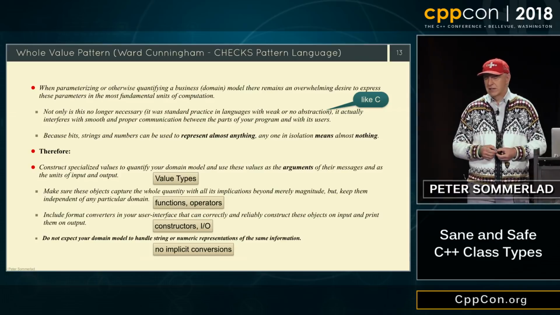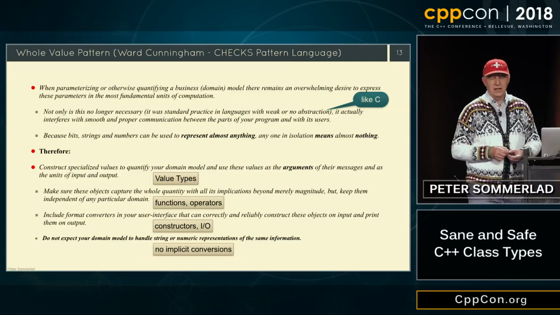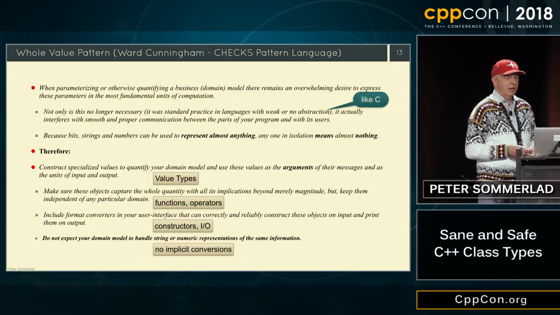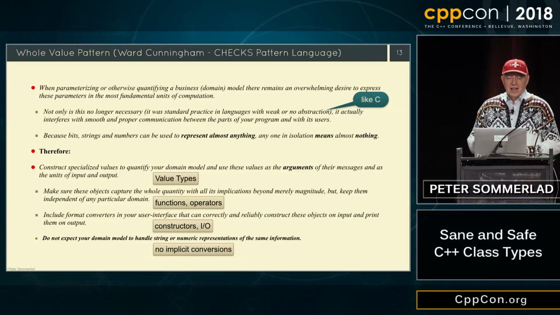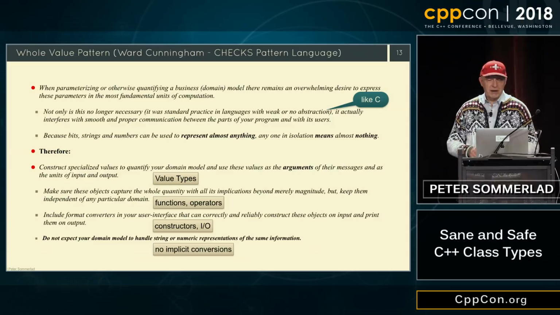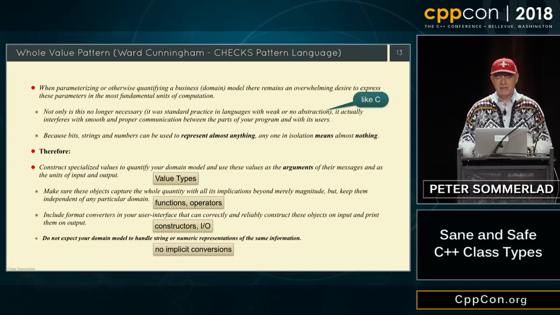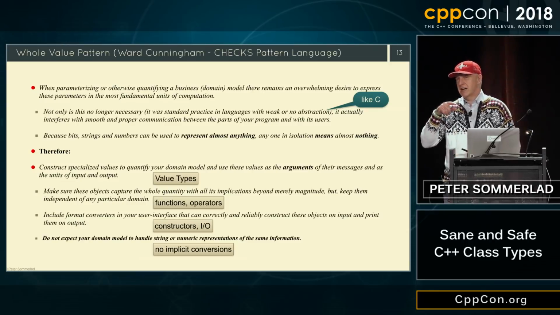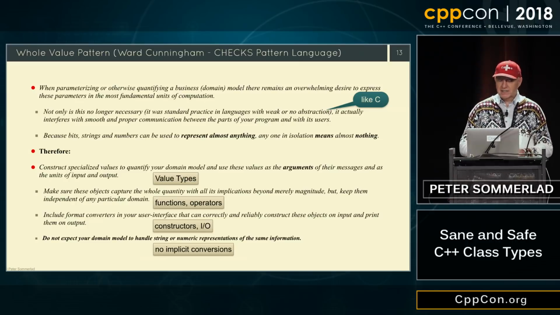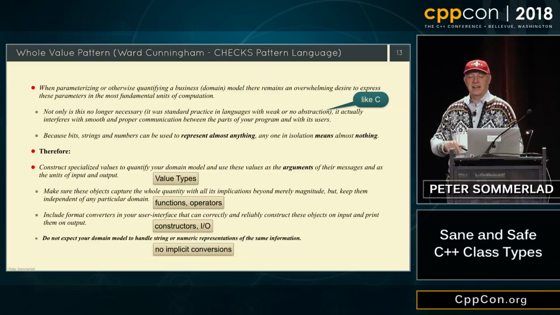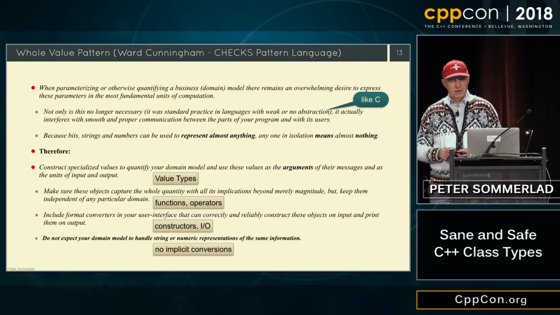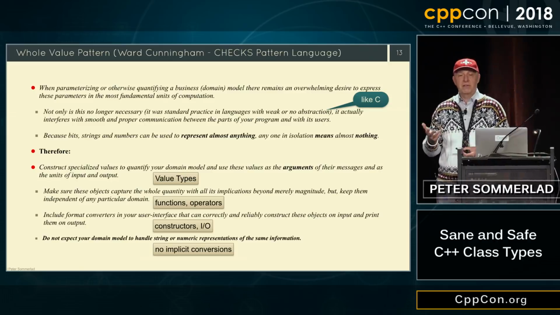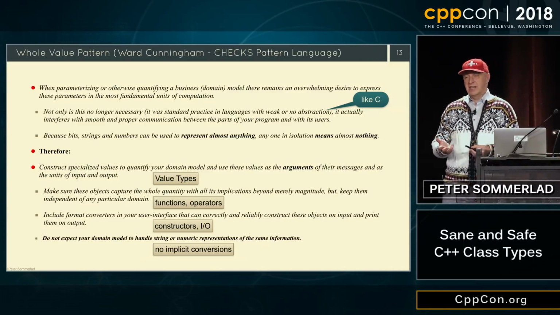It's from the CHECKS pattern language of Ward Cunningham. Ward Cunningham is the inventor of the WikiWeb. Not Wikipedia, the WikiWeb, the original one, by the way. And that's one of the slides I want to read out. When parameterizing or otherwise quantifying a business domain model, there remains an overwhelming desire to express these parameters in the most fundamental units of computation. Not only is this no longer necessary, remember this was 1995-ish, it was standard practice in languages with weak or no abstraction, my edition like C. It actually interferes with smooth and proper communication between parts of your program and with its users. Because bits, strings, numbers can be used to represent almost anything, any one in isolation means almost nothing.